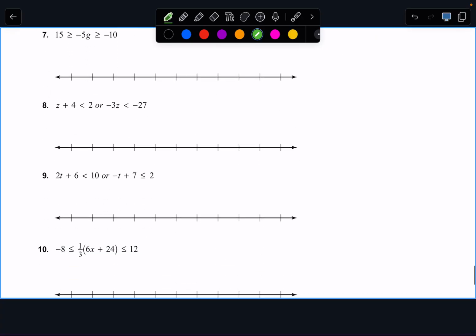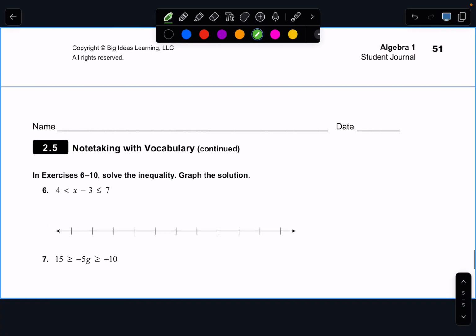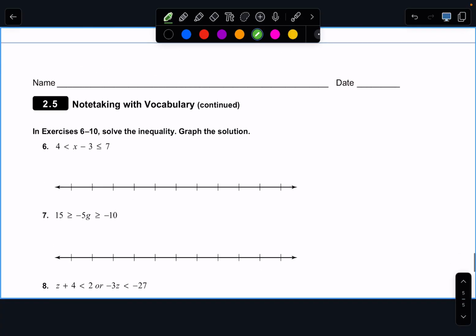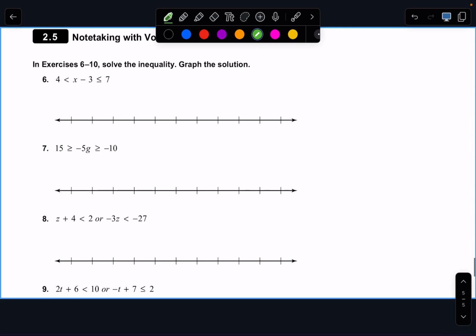On this page right here, this is page 52. Could you please, for me, do number 6 and 8? Ready, set, go.